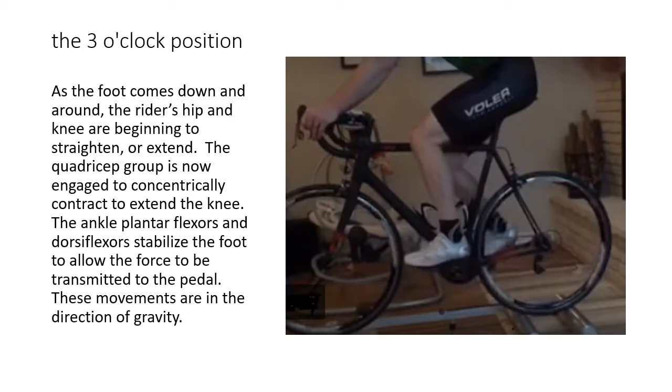The 3 o'clock position. As the foot comes down and around, the rider's hip and knee are beginning to straighten or extend. The quadriceps group is now engaged to concentrically contract and extend the knee. The ankle, plantar flexors, and dorsiflexors stabilize the foot and allow the force to be transmitted to the pedal. These movements are in the direction of gravity.